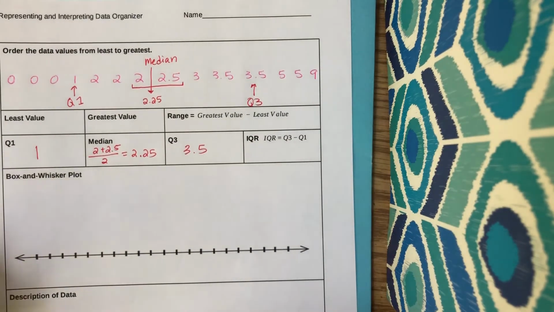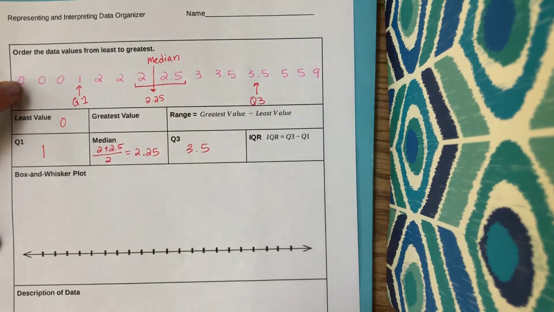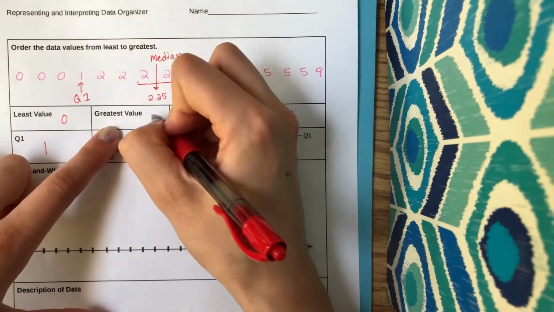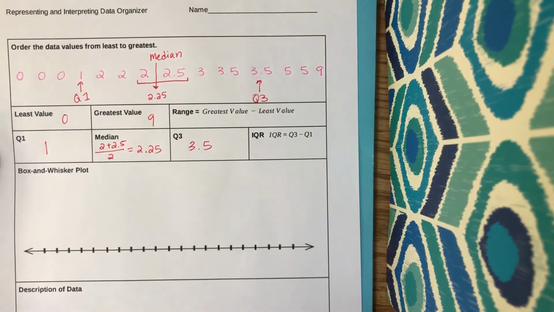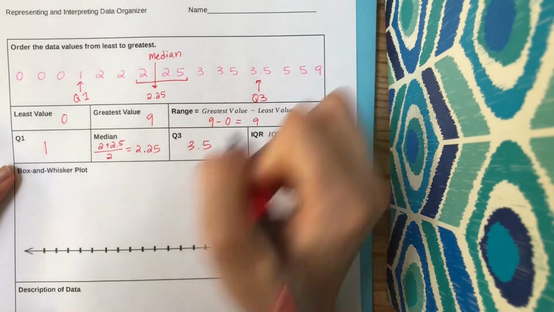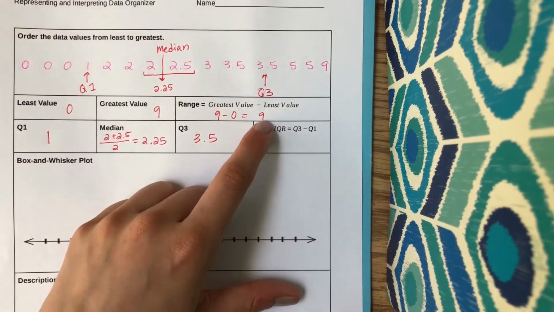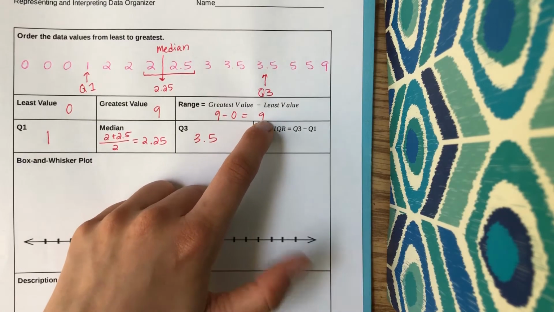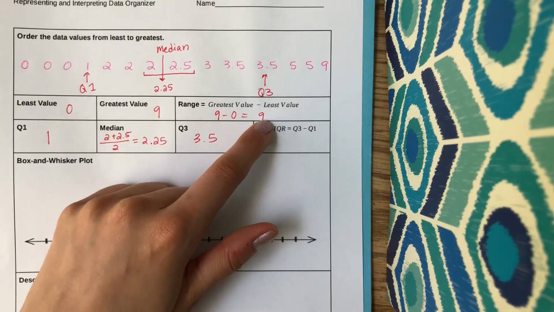So let's keep filling in our different parts. Our least value is 0, and our greatest value is 9. So that means our range, how spread apart our data is, is 9 minus 0, which is 9. We have a range of 9. That means that the students in the 7th grade vary by at most 9 hours difference in how much time they spend playing an instrument.